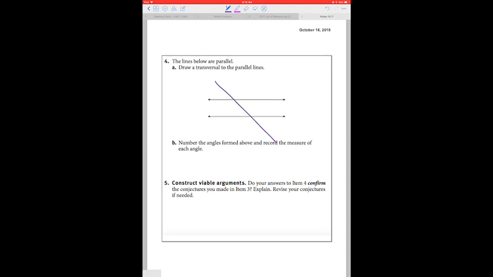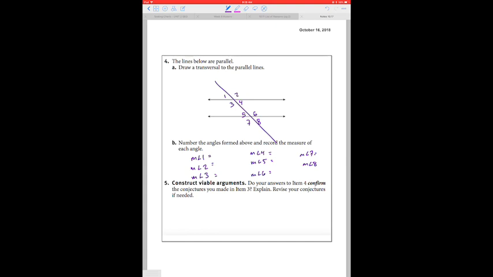So it says number the angles formed above and record and measure each angle. We can just kind of go through like this. Doesn't really matter how you number it. And then measure them. And then we just need to check those measurements to see if they match what we think they're going to be based on those conjectures. So this is what you should be doing right now.